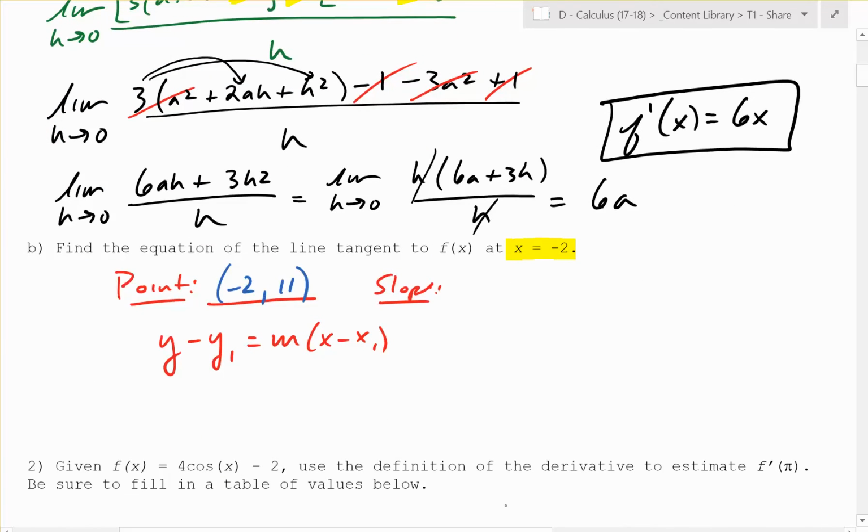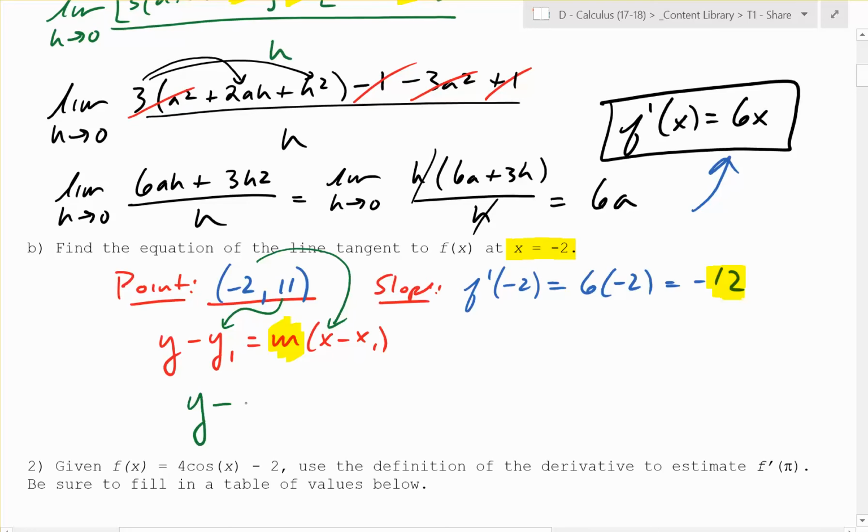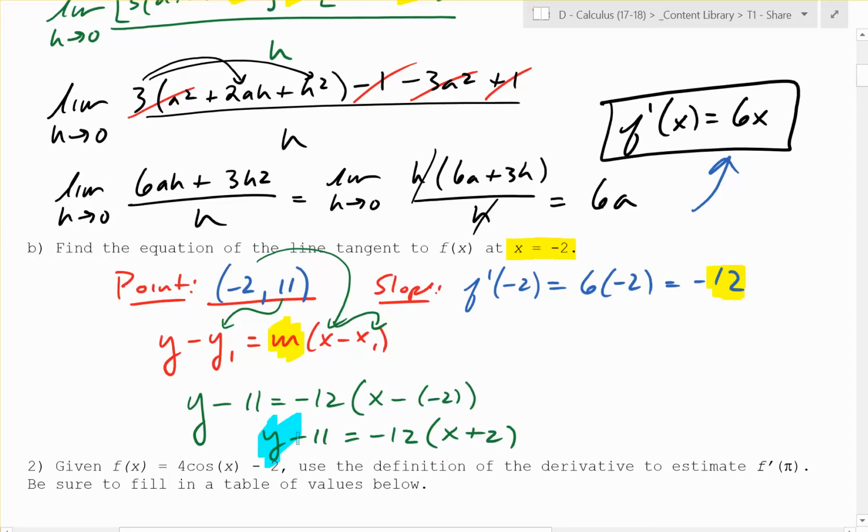Now our slope is really easy to find because we have the derivative. So we do f prime at negative 2. 6 times negative 2 is negative 12. So our slope goes into m, and our x and y values go there. So y minus 11 is equal to negative 12 times x minus negative 2. Clean it up a little bit and get y minus 11 is equal to negative 12 times x plus 2. Leave your answer in point slope form.